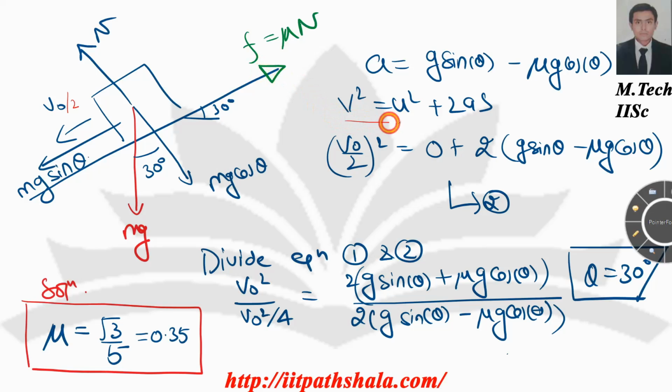Again apply the same equation. In this expression your acceleration is in the direction of motion, so I have written a plus 1 here. This is my equation number 2. Divide both equations, eliminate everything, and put the value of theta, which is 30 degrees, in both expressions, and you will land up with the following expression of mu, which comes out to be 0.35.